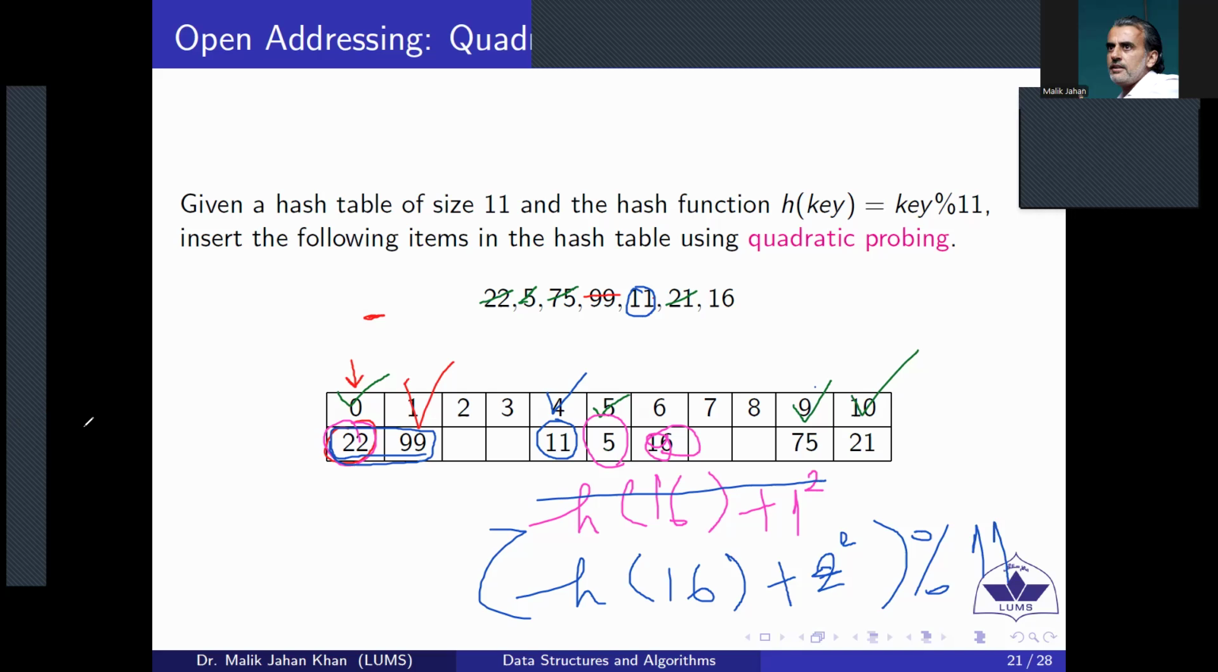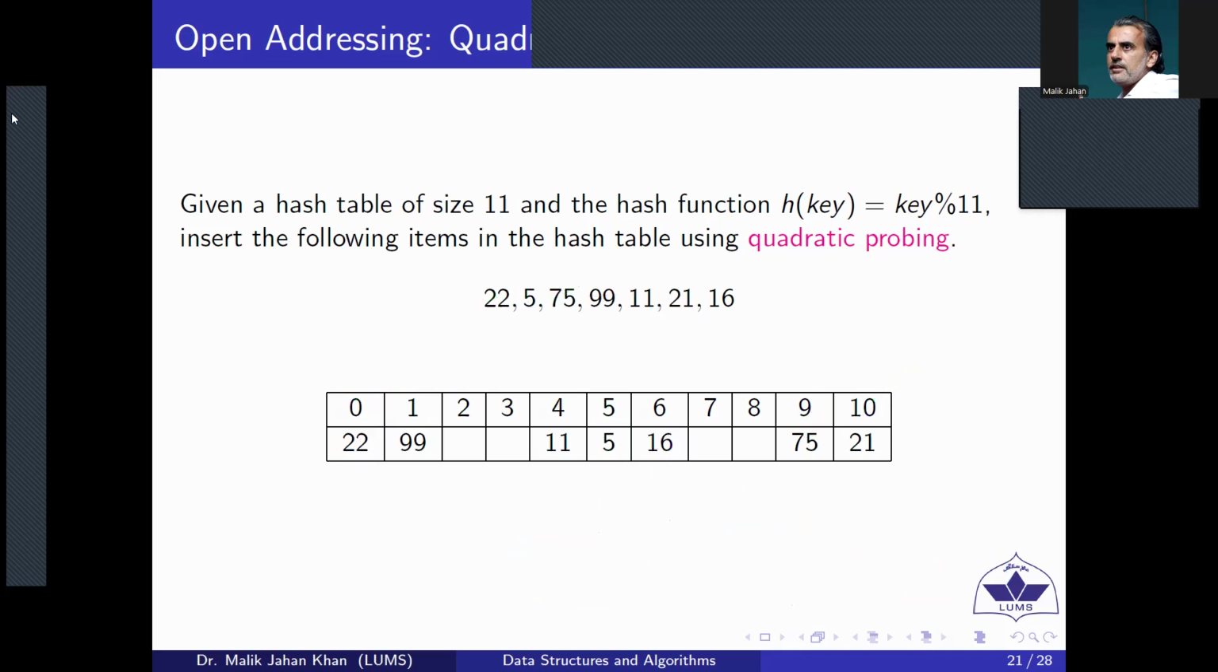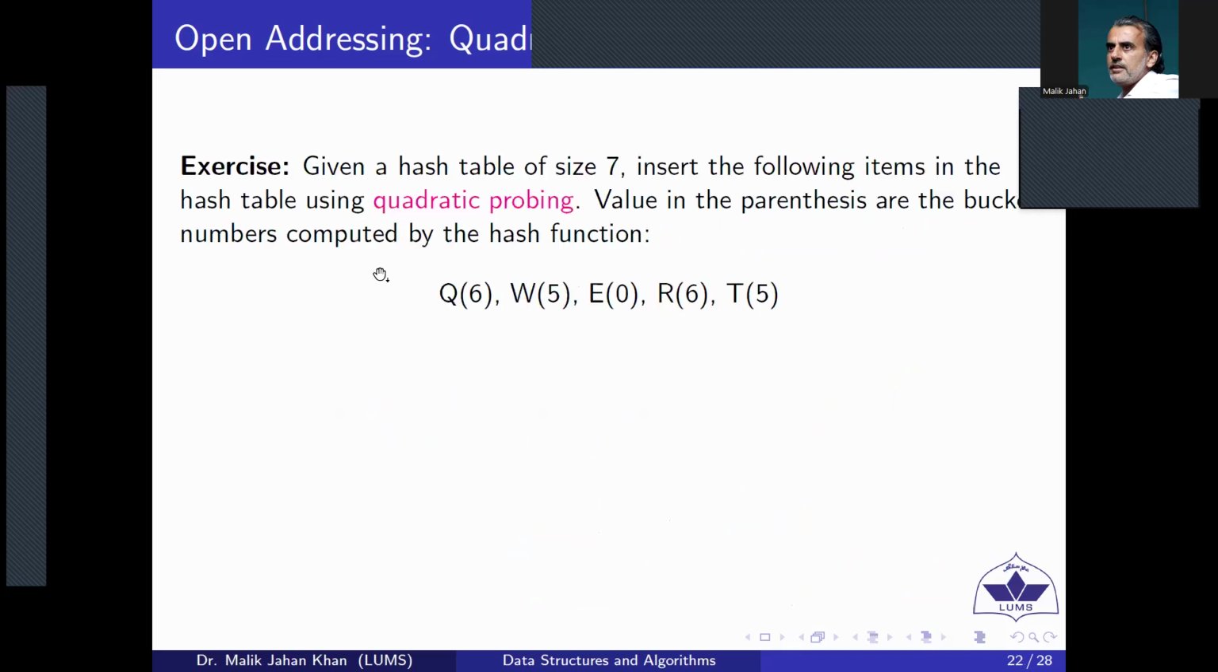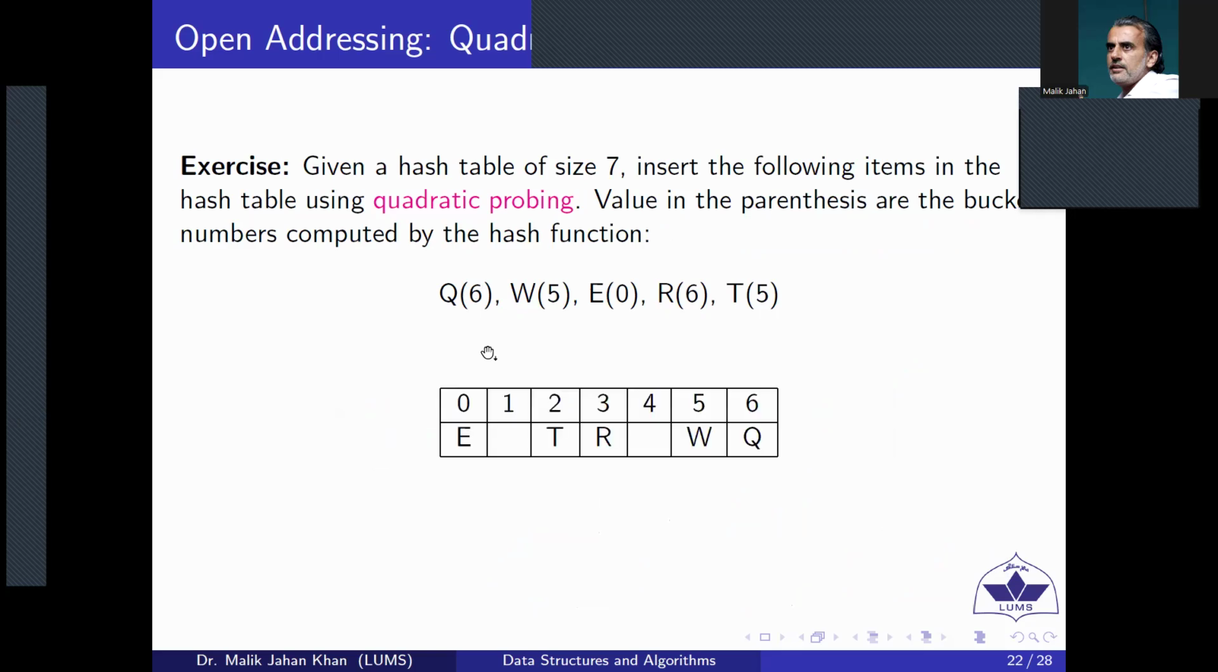So this is all about quadratic probing. Quick exercise to strengthen our concepts of quadratic probing. We have been given a hash table of size 7, and the numbers given in the parentheses are the indexes given by our hash function. So Q goes to 6, W goes to 5, E goes to 0. So there's no issue for the first three elements.